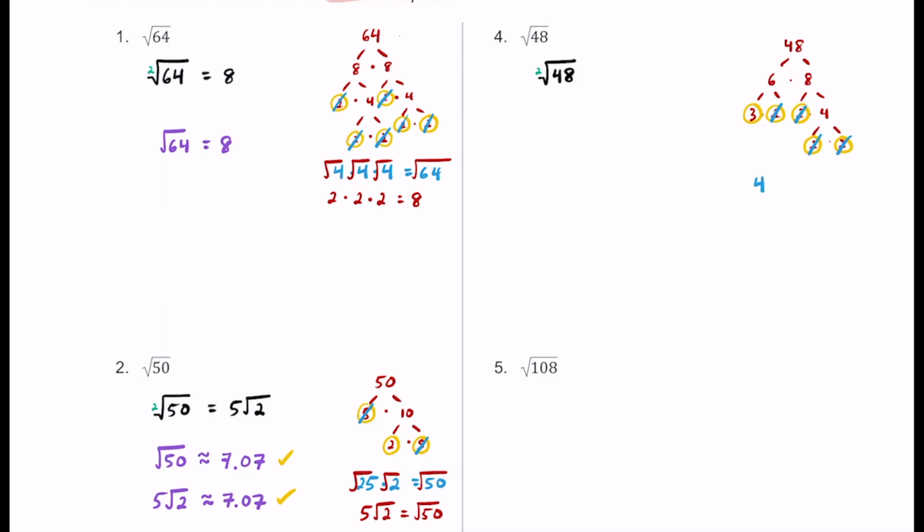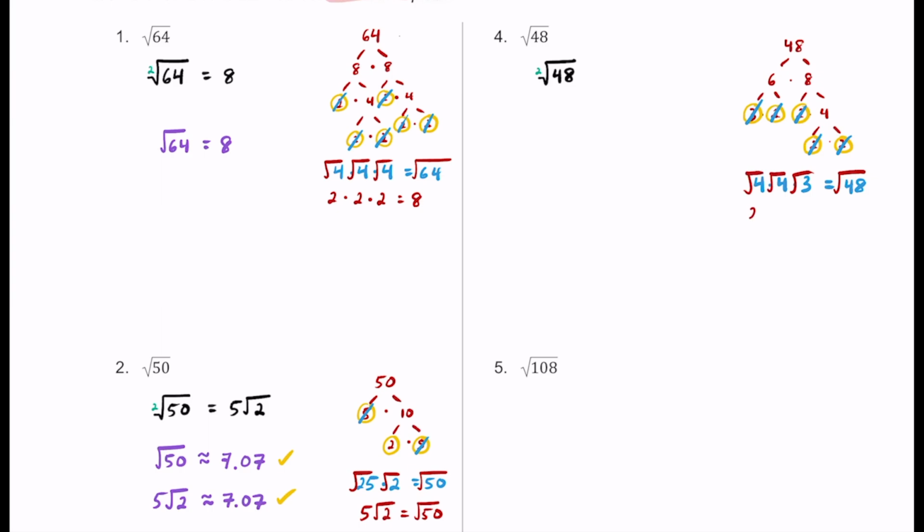Another 2 and a 2 are going to make another 4. And then we have this leftover 3, so that's not a perfect square. But 4 times 4 times 3 will equal 48. Which means the square root of 48 is equal to the square root of 3 times the square root of 4 times the square root of 4.